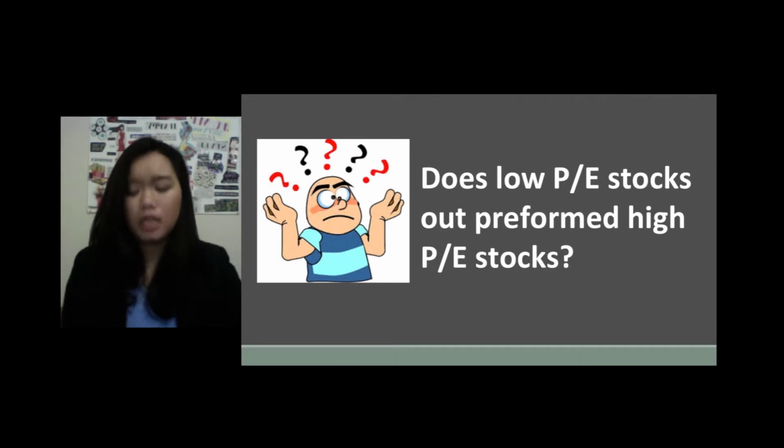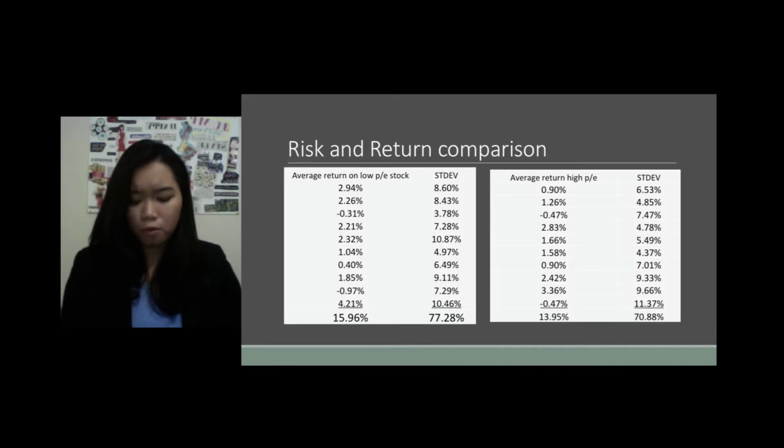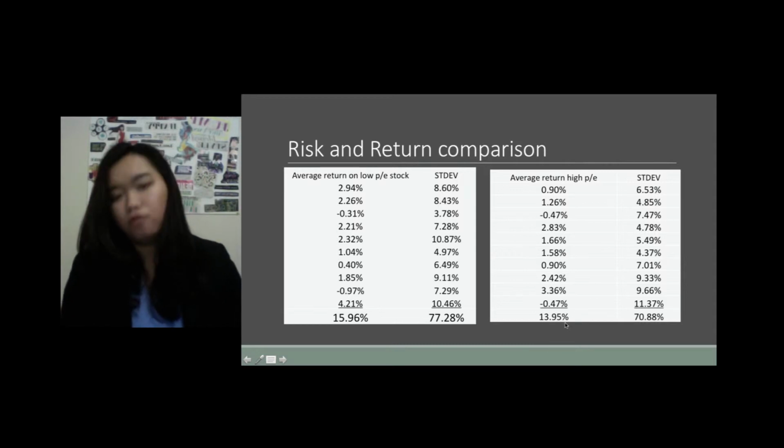Then I collected the historical data for my two portfolios of the last 2 years and calculated their risk and return. The average return on the low PE stock portfolio is a total of 16%, higher than the total average return on the high PE portfolio of 14%.